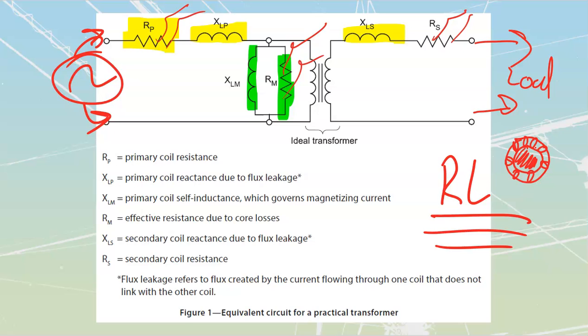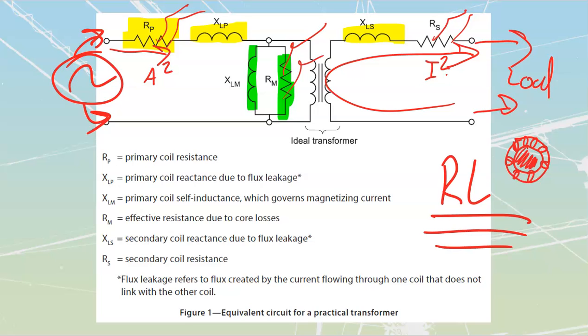Copper losses are going to be I squared R. In other words, the amount of current that I'm going to dump through here, that's amps, we're going to square that and multiply it by the resistance. It's going to give me copper losses. I'm going to have I squared R through here. I'm also going to have I squared R through here.